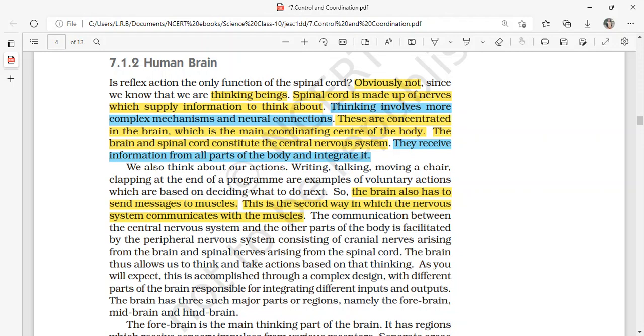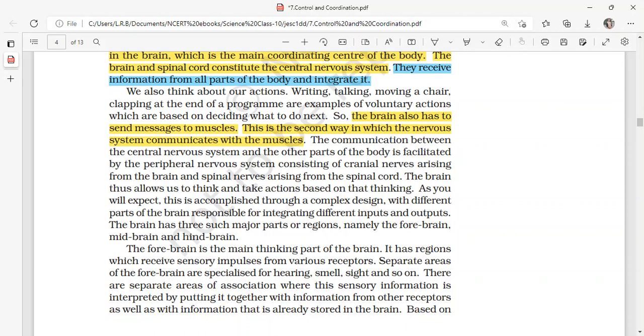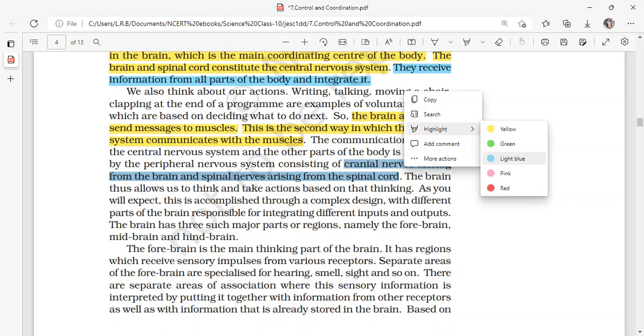The communication between the central nervous system and the other parts of the body is facilitated by the peripheral nervous system, consisting of cranial nerves arising from the brain and the spinal nerves arising from the spinal cord. Here are the two types of nerves. One type is the cranial nerves, arising from the brain, and the spinal nerves arise from the spinal cord. So remember the two types of nerves.